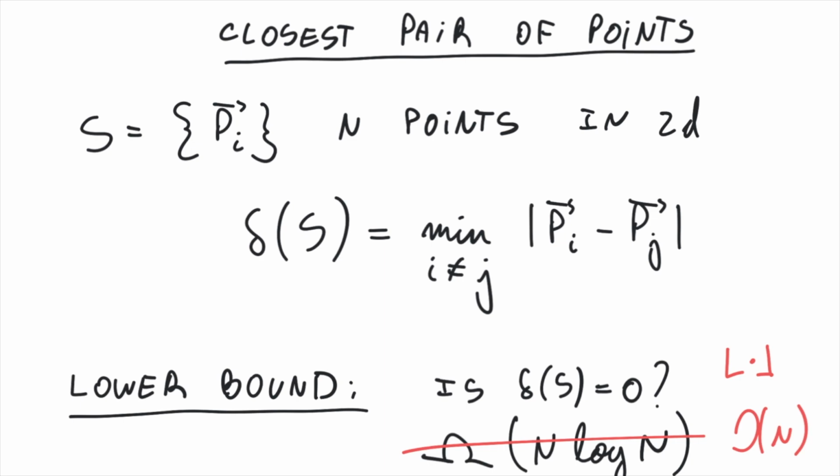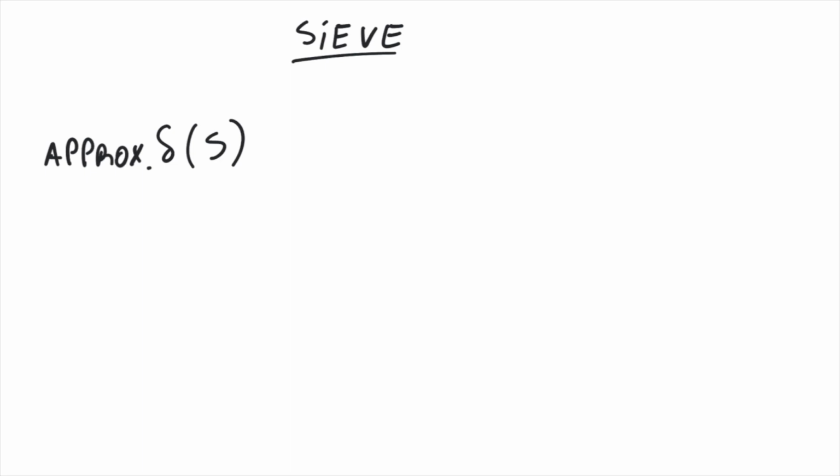So let's see how this works. The technique I'm going to use is called sieving. I'm going to define a sieve which will filter the points. It will discard isolated points which are far away from all other points in the set, and the sieving process may not be perfect, but first it will give us an approximation to delta of S. So we get an approximate value of delta of S, and then we will go to the exact value delta of S.